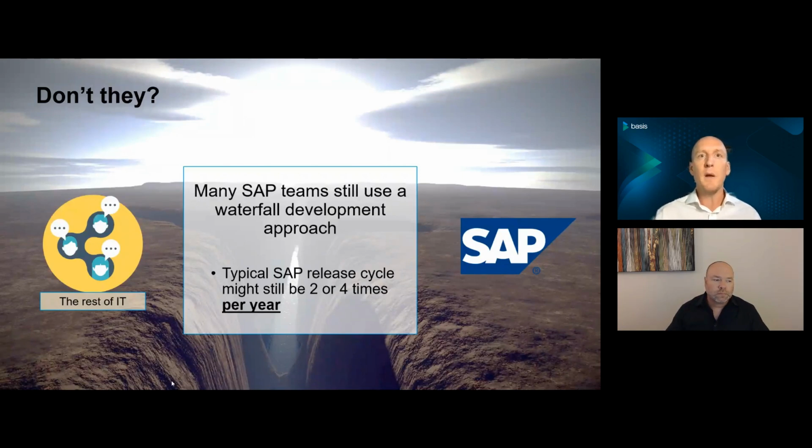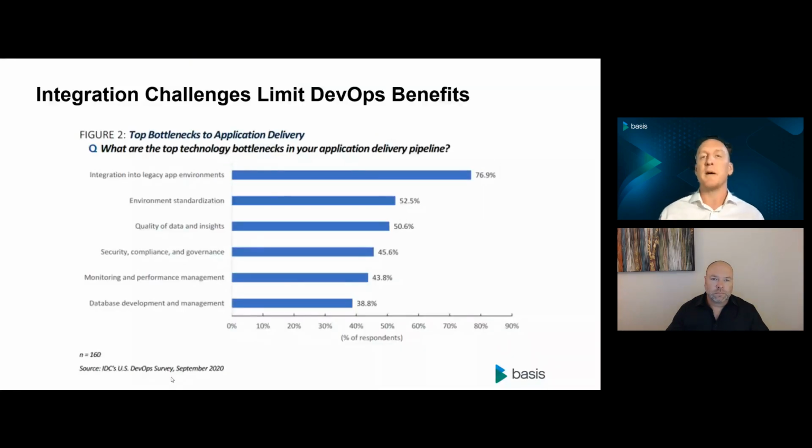So I think we've got some proof of why that matters in this slide from IDC's 2020 DevOps survey, where the people they spoke to identified integration into what they called legacy applications as the main bottleneck for effective application delivery in a DevOps approach. And Erin, although some people might argue with calling SAP legacy software, I think that's certainly how it can be perceived, especially where it's well established. Is this graph reflecting what you hear from the people you're speaking to?